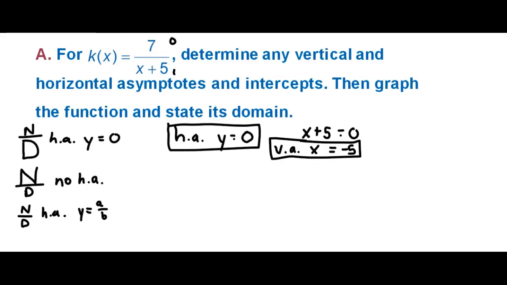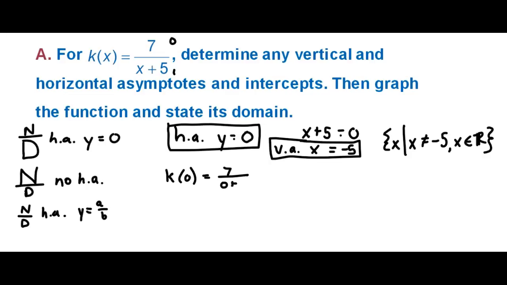So we know that we're going to have a vertical asymptote there because that is where the function is undefined. We can also use that to state the domain, because we know that x has to be not equal to negative 5 and part of the real number system. So that's my domain as well as where I can find my vertical asymptote. Finally, we want to find the x and y-intercepts, and that's just like we've always done. To find the y-intercept, we're going to take k of 0. K of 0 is 7 over 0 plus 5, which is 7/5.